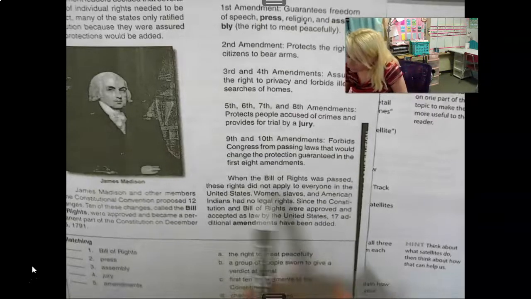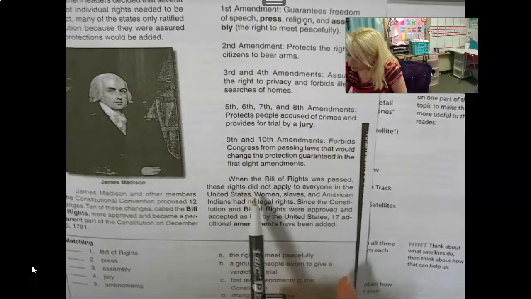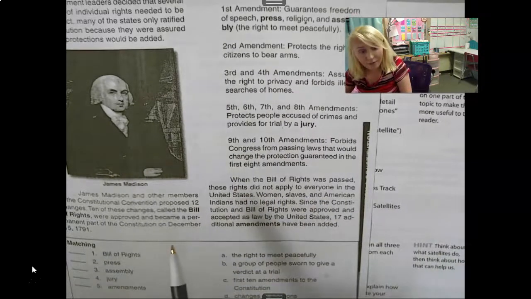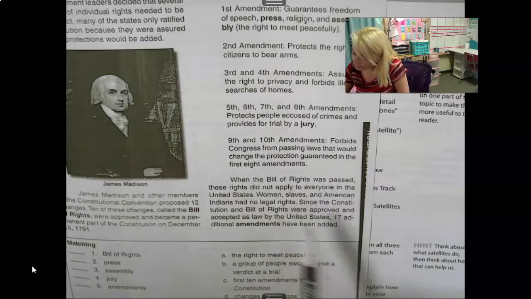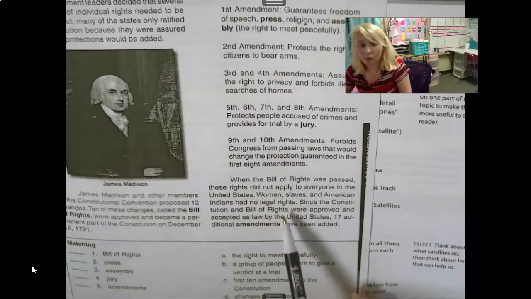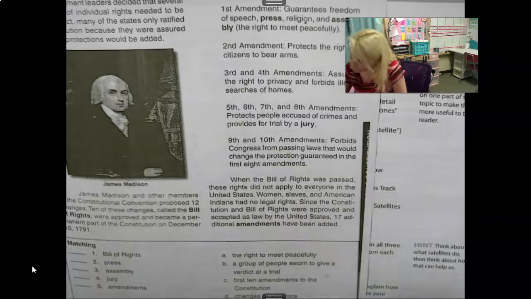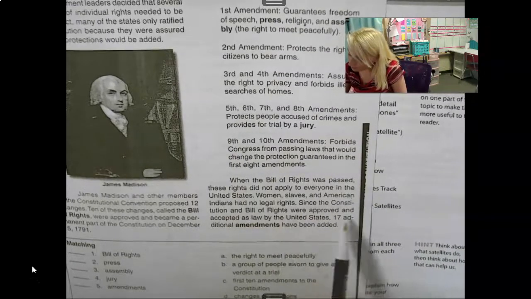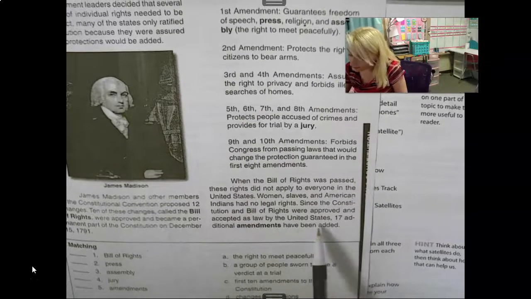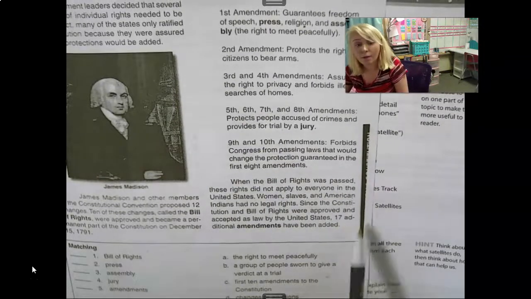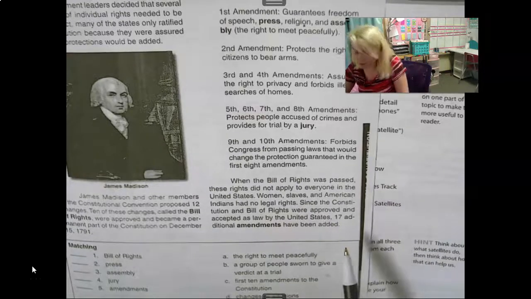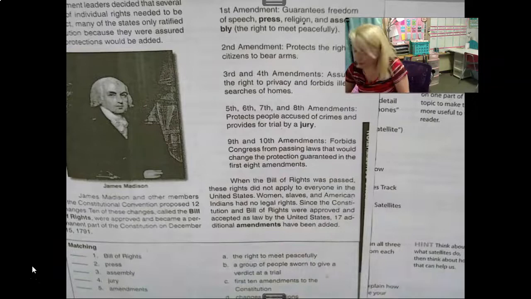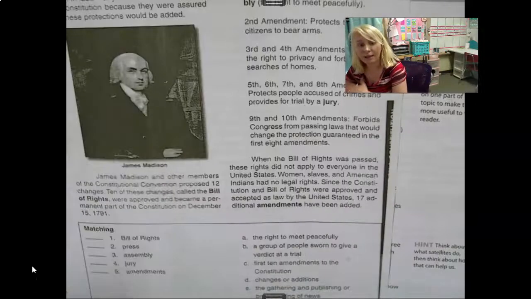All right, so when the Bill of Rights was passed, these rights did not apply to everyone in the United States at that time. Women, slaves, and American Indians had no legal rights at that time. They do now. Since the Constitution and Bill of Rights were approved and accepted as law by the United States, 17 more amendments have been added. So it's not just 10 amendments anymore. 17 additional ones came later.